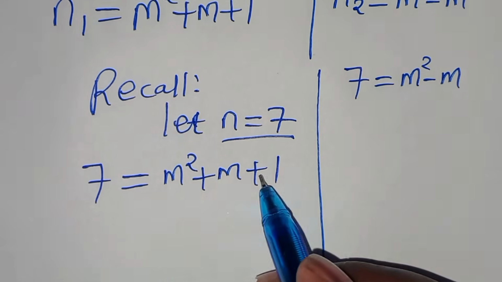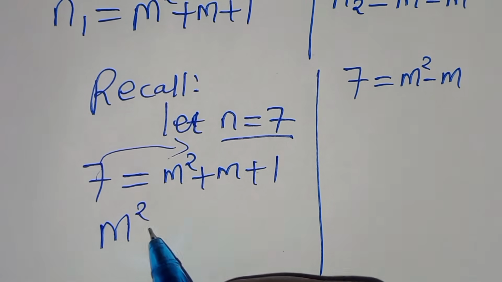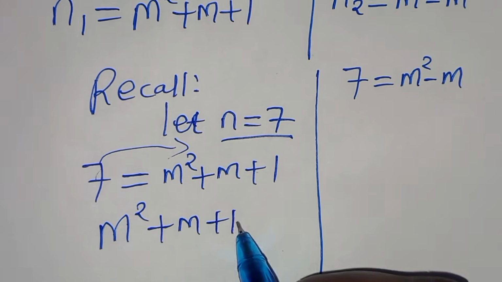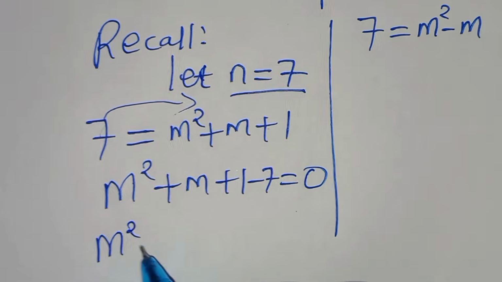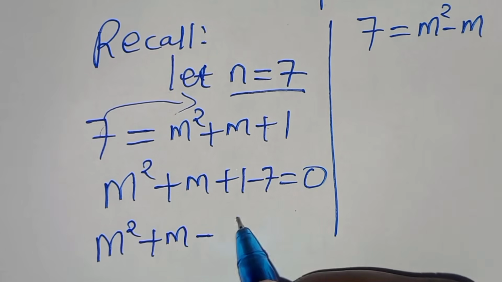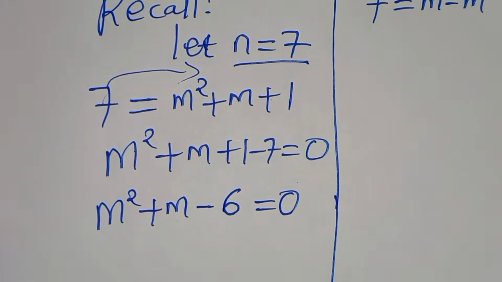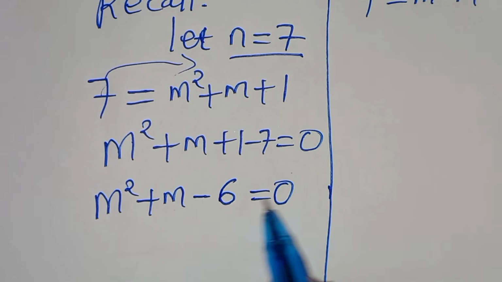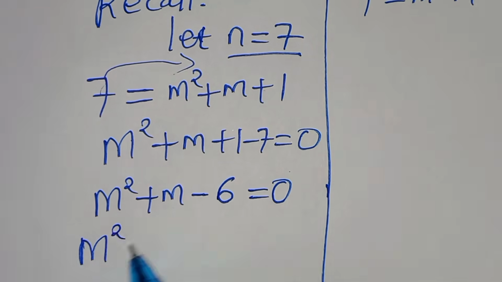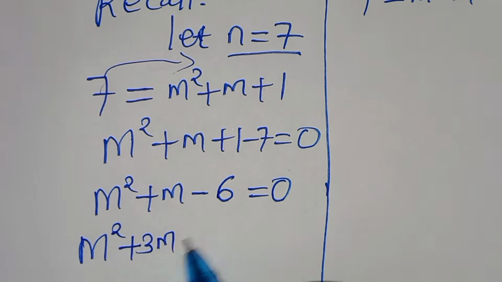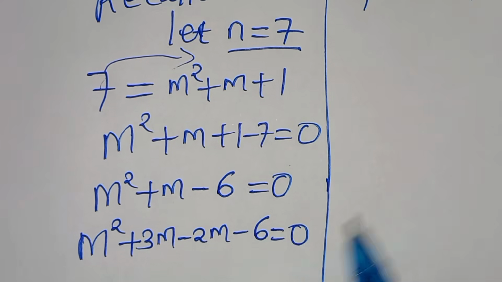Okay, so let's take the first case. Let's take 7 on the right hand side so that we have m squared plus m plus 1 minus 7. This is equal to 0. So this is m to the power of 2 plus m minus 6. This is equal to 0. So this is a quadratic equation. We can solve this quadratic equation by factorization method, where we have m to the power of 2 plus 3m minus 2m subtract 6. This is equal to 0.